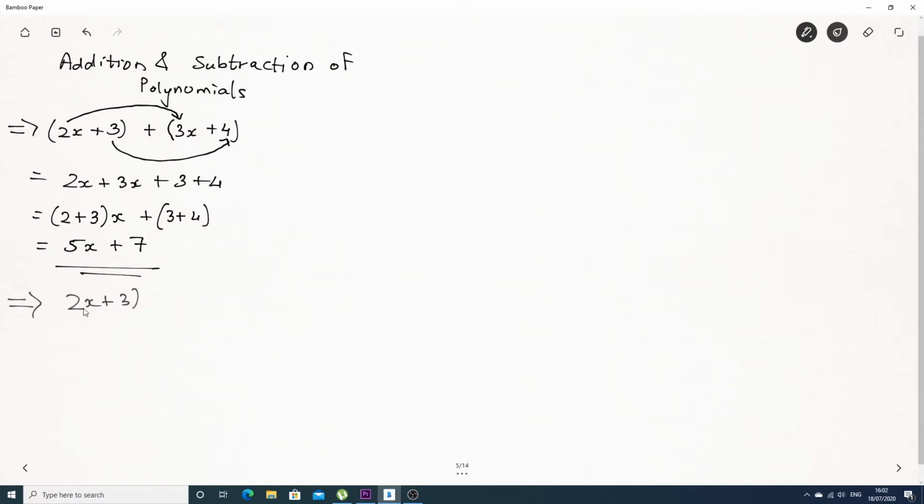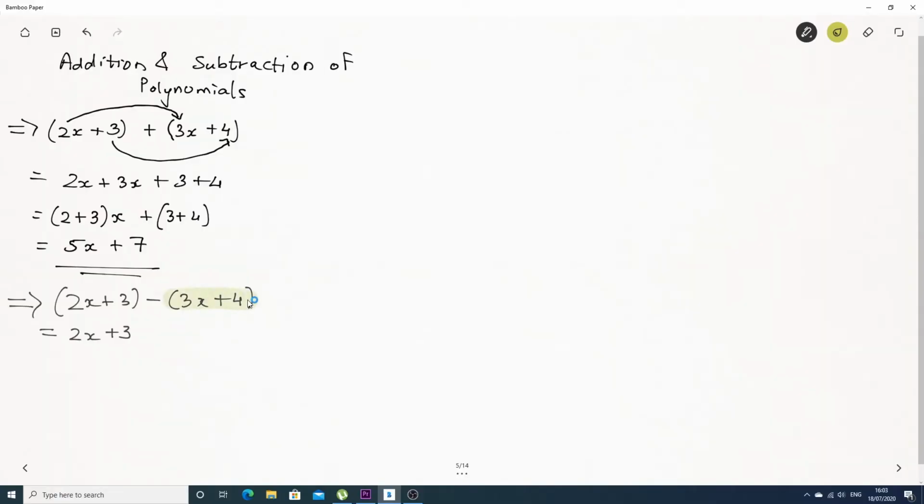Similarly, we can subtract: 2x plus 3 minus 3x plus 4. While subtracting one polynomial from another, we have to make sure that we change the signs of the second polynomial. Since 3x plus 4 is the second polynomial, I'll change its signs. So plus 3x becomes minus 3x and plus 4 becomes minus 4.